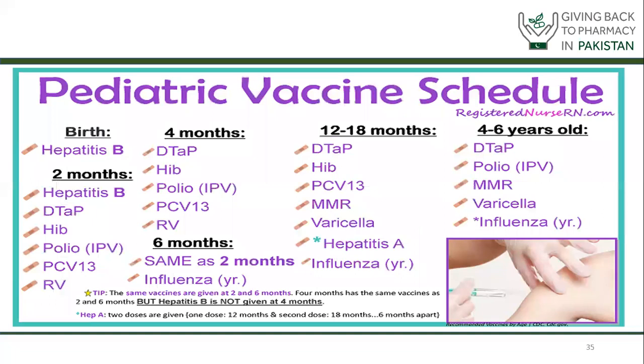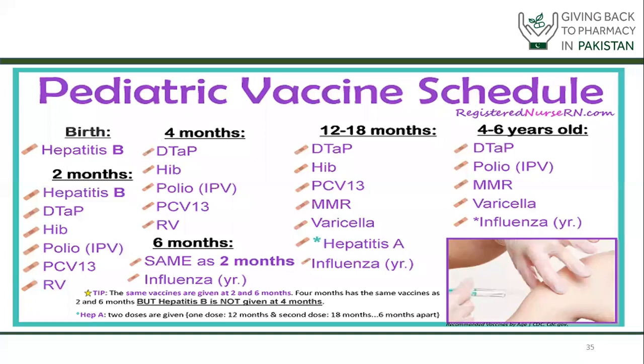Now after 2 months: hepatitis B, DTaP, which is diphtheria, tetanus, and pertussis, then Hib, polio, Prevnar, which covers pneumococcus, and RV, the rotavirus vaccine. These vaccines are all given at 2 months of life.